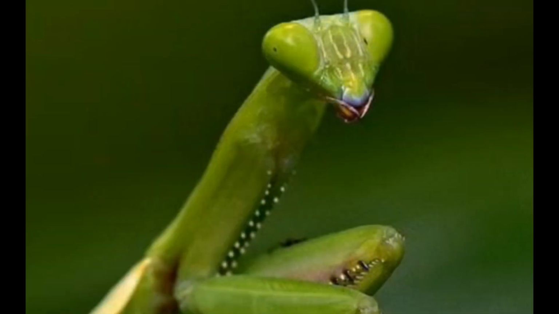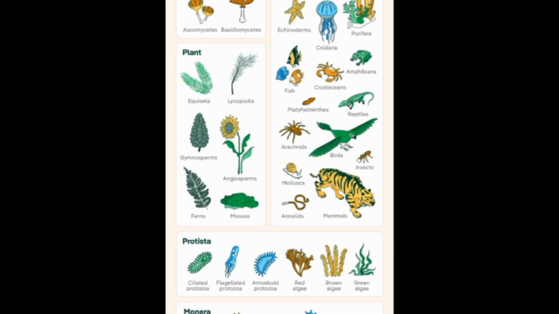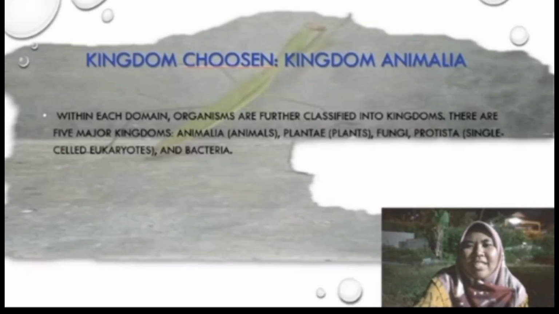Therefore, we will explain the taxonomy hierarchy of a praying mantis, which consists of kingdom, phylum, class, order, family, genus, and lastly, the species. Within each domain, organisms are further classified into kingdoms. There are 5 major kingdoms: Animalia, Plantae, Fungi, Protista, and Bacteria. This is an example of the kingdoms that we learned from biodiversity in this semester. Based on our study, the selected organisms are in Kingdom Animalia.